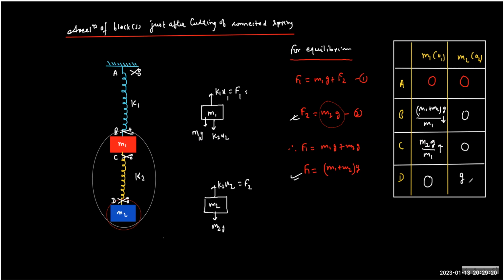Or you can think this way that the force you are removing is F2. So F2 upon M2 is how much? G only. And it will go downward, that's it. So is this clear how we are cutting? Is this clear, guys? Okay.